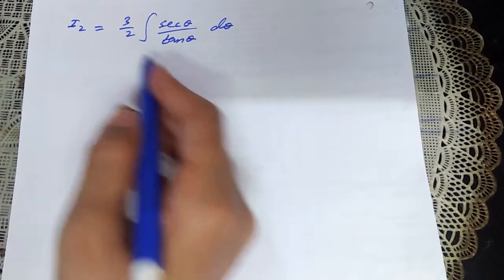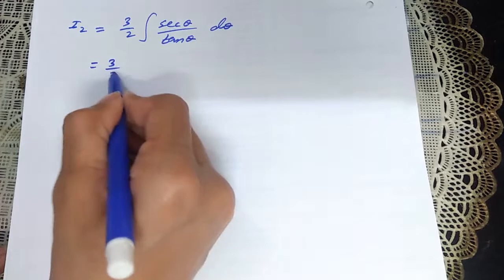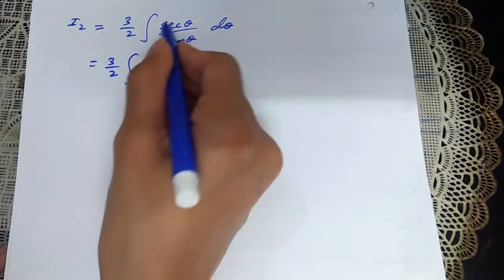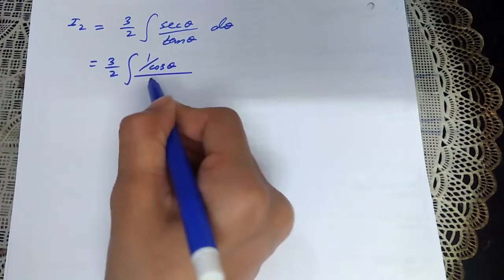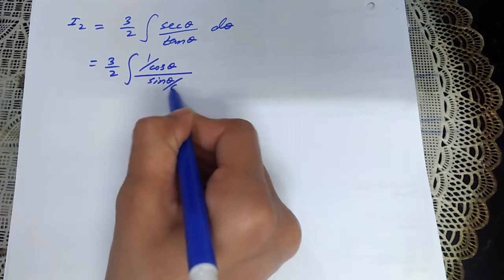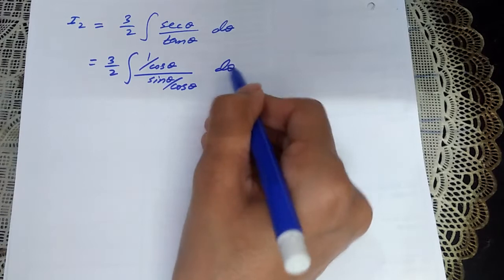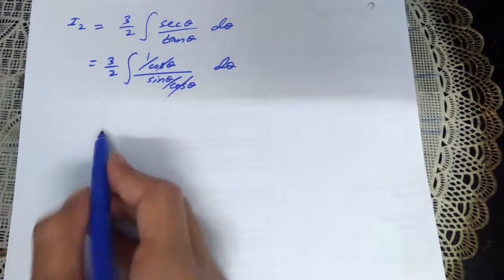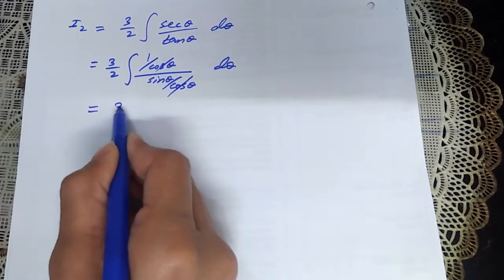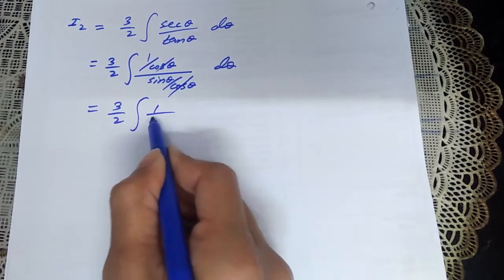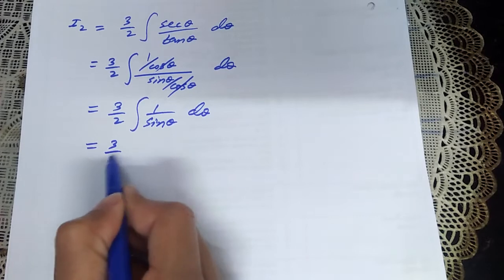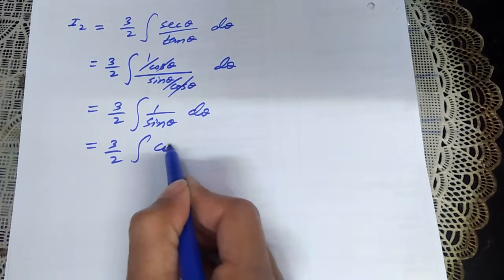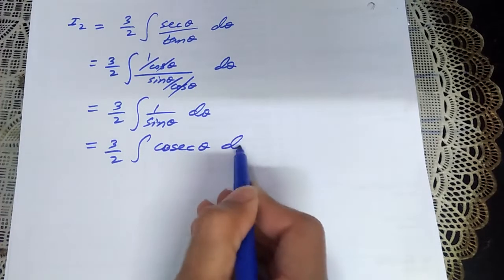Now simplify these terms. We will get 3 over 2 integration of secant theta, which is basically 1 over cos of theta, divided by sine of theta over cos of theta d theta. This cos and cos will be cancelled. So we will be left behind with 3 by 2 integration of 1 over sine of theta d theta. That is equal to 3 by 2 integration of cosecant theta d theta.